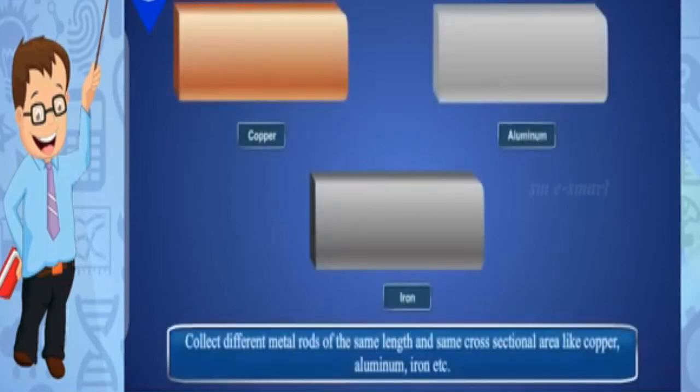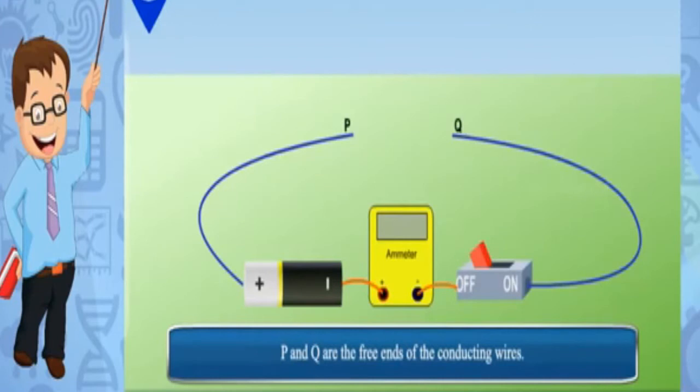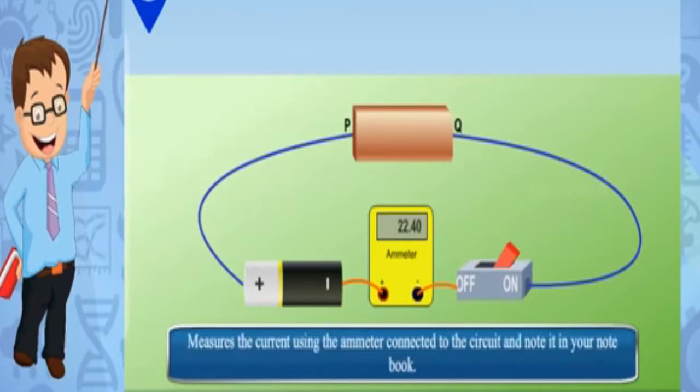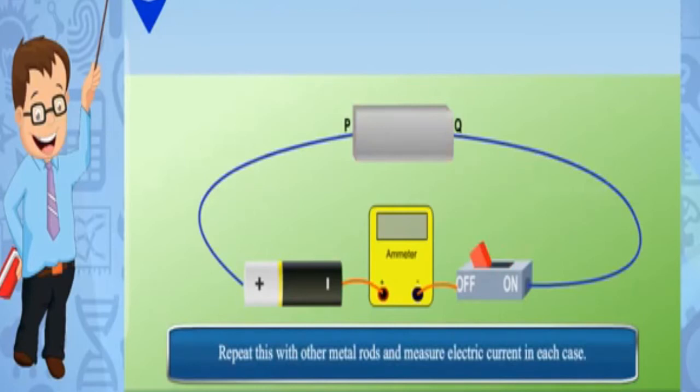Collect different metal rods of the same length and same cross-sectional area, like copper, aluminium, iron, etc. P and Q are the free ends of the conducting wires. Connect one of the metal rods between the ends P and Q. Switch on the circuit. Measure the current using the ammeter connected to the circuit and note it in your notebook. Repeat this with other metal rods and measure the electric current in each case.